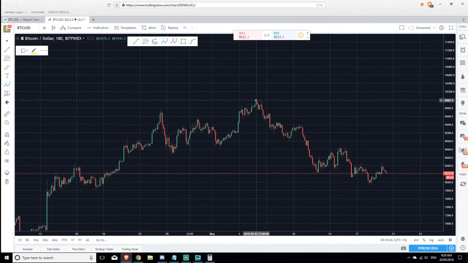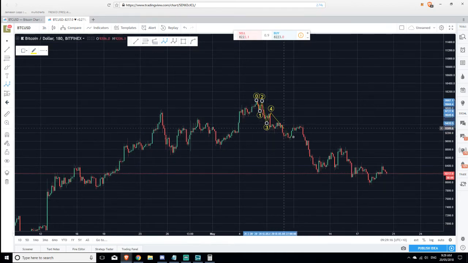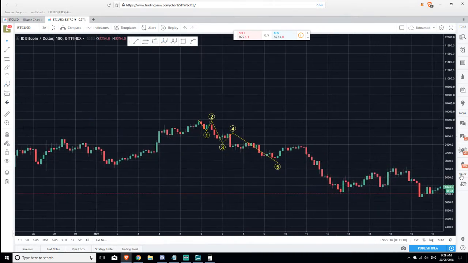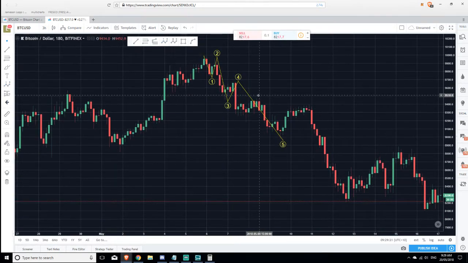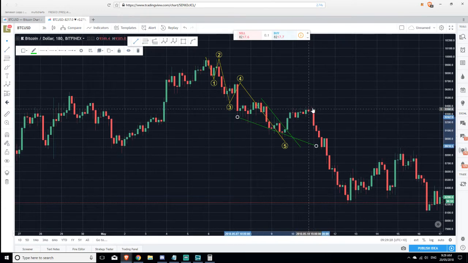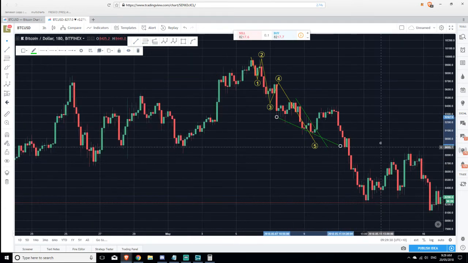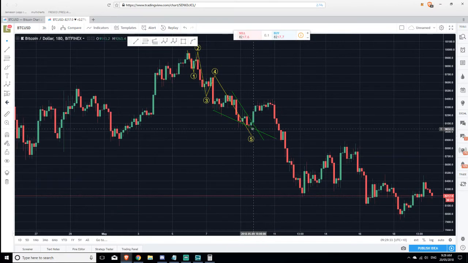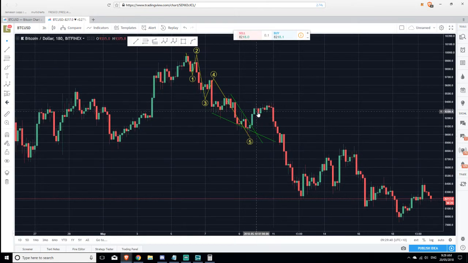I can see something like this: 1, 2, 3, 4 with an extended fifth. So 1, 2, 3, 4, 5, and with an extended fifth, in that extended fifth we formed a falling wedge. I think this was one of the plays that I decided to play. So I longed around here because I started noticing divergences, and then it broke up, and I sold around there.